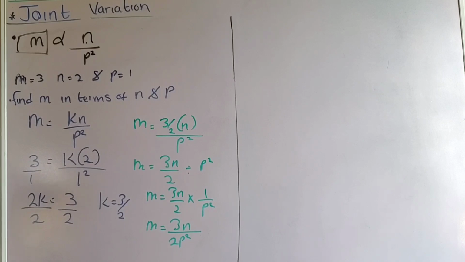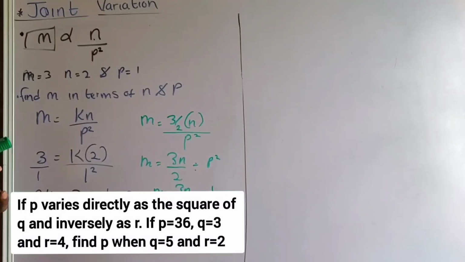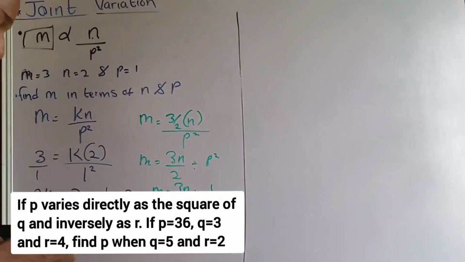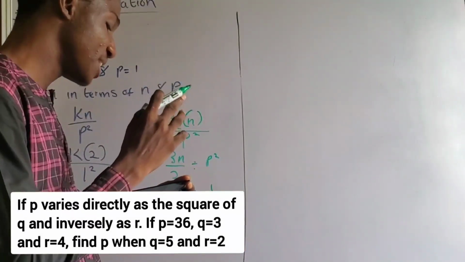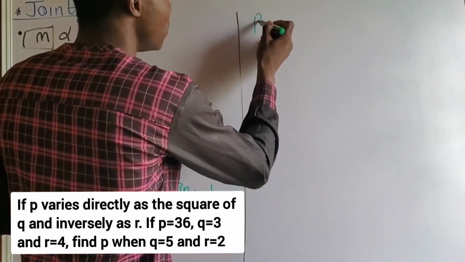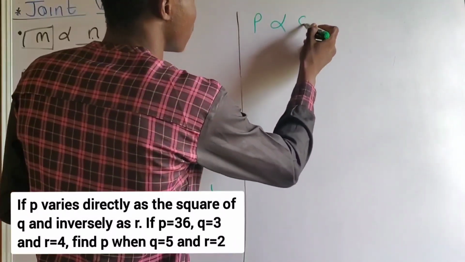Okay, if p varies directly as the square of q and inversely as r, if p is equals to 36 and q is equals to 3 and r equals to 4, find p when q is 5 and r equals to 2. Okay, now let us interpret the question mathematically. P varies directly as the square of q. We have a single variable p varies directly as the square of q. So I'm going to have q squared.